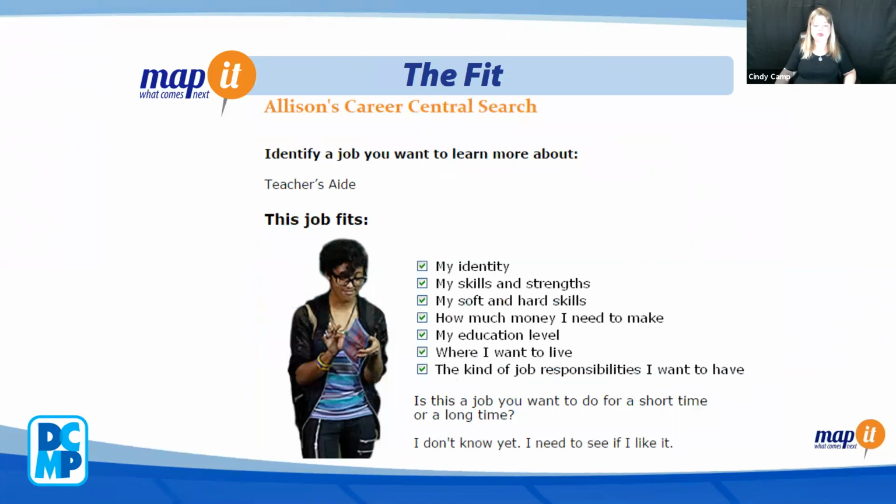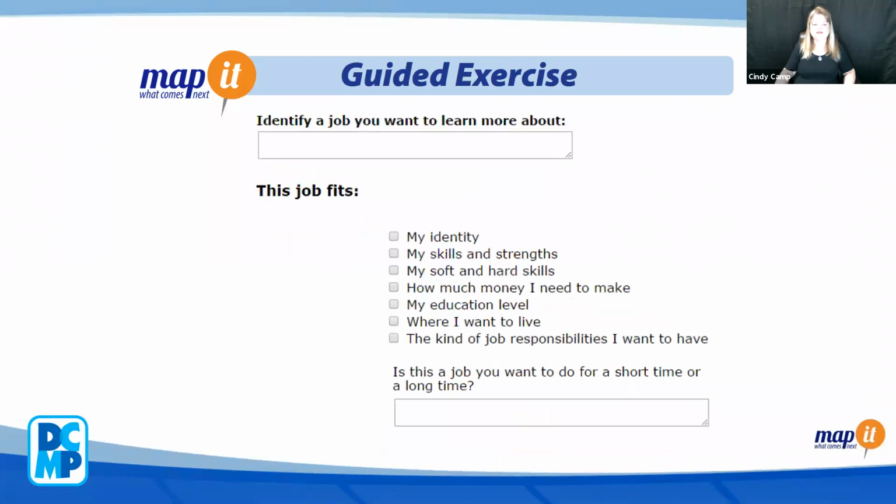Another one that a lot of people don't think about, but there are certain jobs that if you want to live in an urban area, you might not want that job, or if you want to live in a rural area. There are certain limitations that we don't always think of when we first start looking at jobs. So this one is very in-depth and talks about all of those possibilities. They have a guided exercise where they fill all of this in.